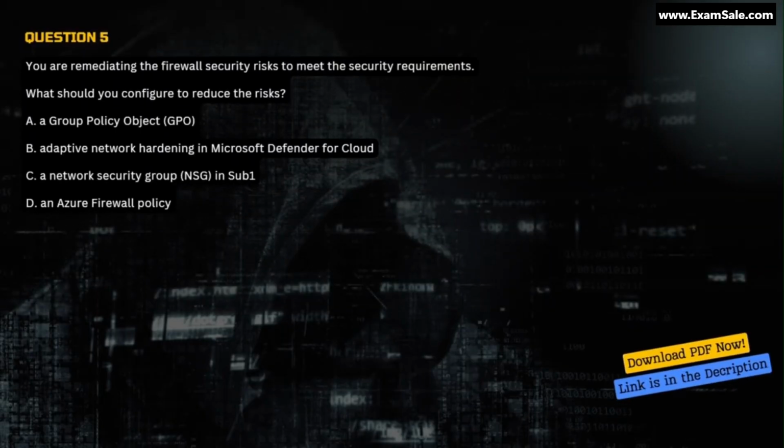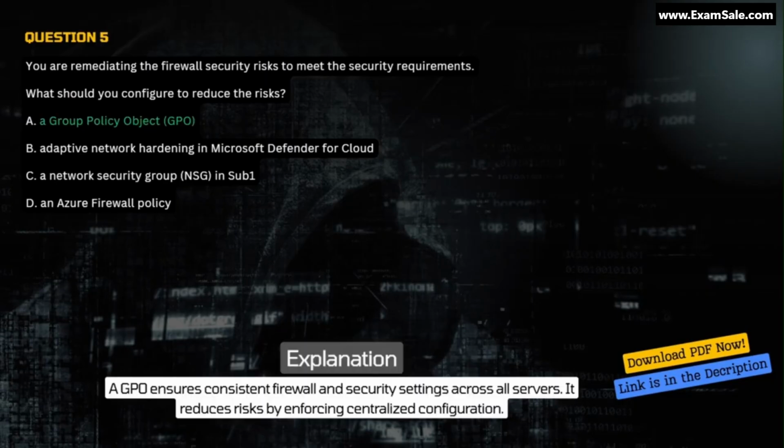Question 5. You are remediating the firewall security risks to meet the security requirements. What should you configure to reduce the risks? A. A Group Policy Object (GPO). B. Adaptive Network Hardening in Microsoft Defender for Cloud. C. A Network Security Group (NSG) in Sub 1. D. An Azure Firewall Policy. Correct answer, A. A Group Policy Object (GPO). Explanation. A GPO ensures consistent firewall and security settings across all servers. It reduces risks by enforcing centralized configuration.